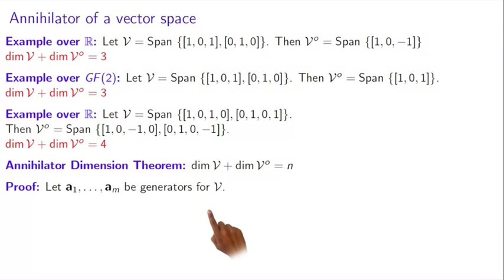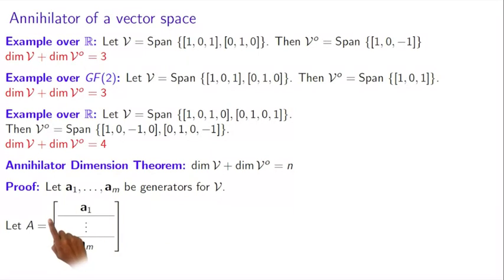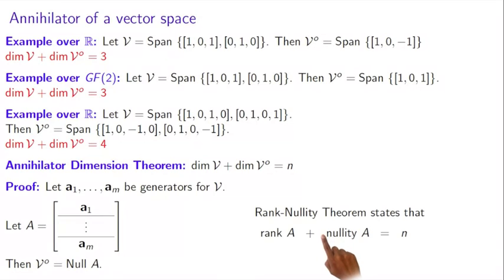The proof is simple, given what we already know. Let A1 through AM be generators for big V, and let A be the matrix whose rows are A1 through AM. Then the annihilator of big V is just the null space of the matrix A. The rank nullity theorem states that the rank of A plus the nullity of A equals n. Well, the rank of A is the dimension of big V, and the nullity of A is the dimension of the annihilator of big V. So the theorem is true.